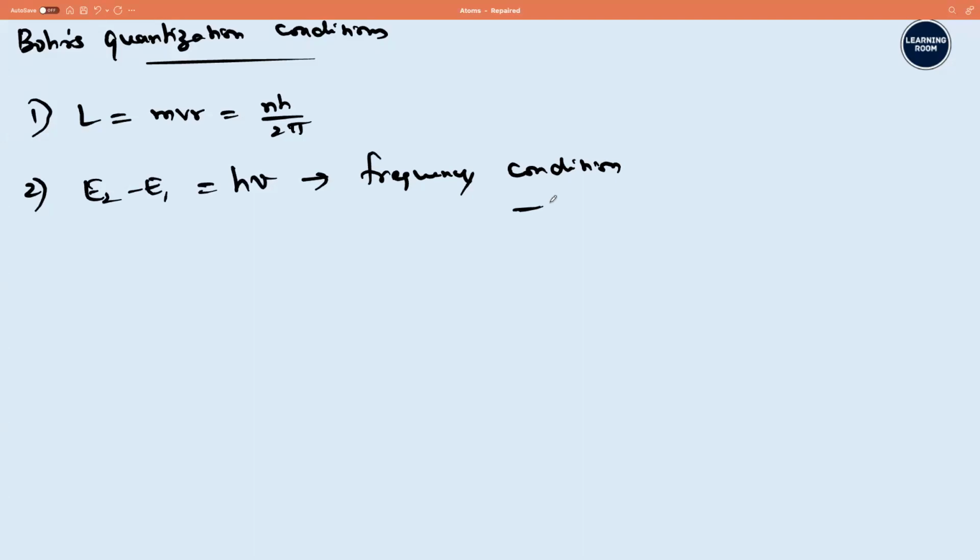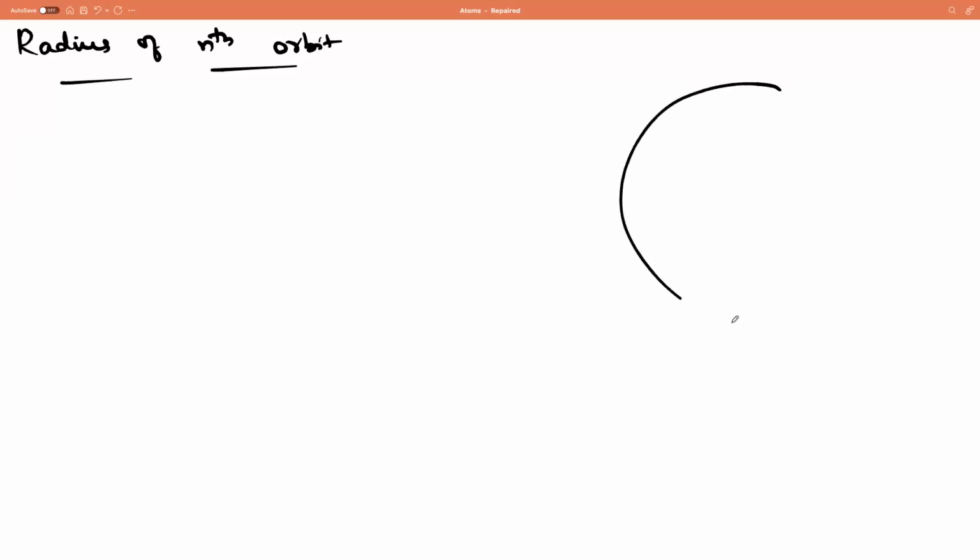Right. So having these two points in mind, we are going to derive the radius of the nth orbit in which the electron is going to revolve. So the heading is going to be radius of nth orbit. If I have an electron which is revolving in the nth orbit and I call the radius of the nth orbit Rn, for instance, are you able to understand? Now our job is to derive what is going to be the radius of this circular orbit.